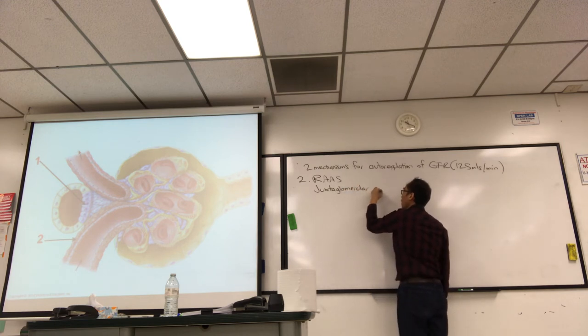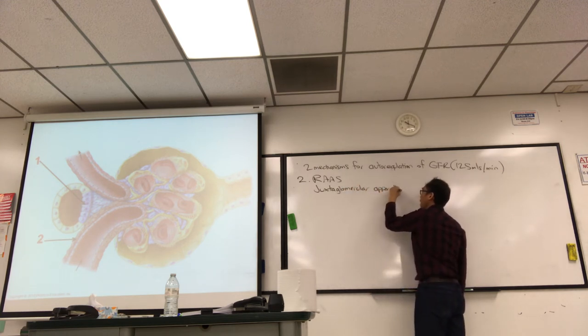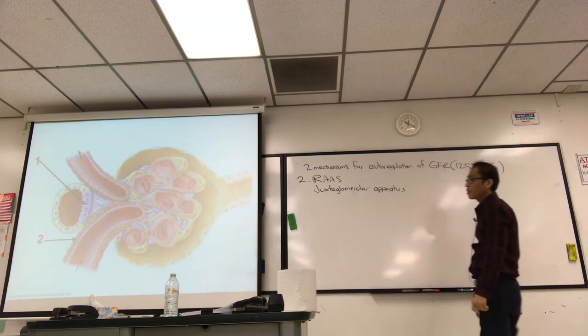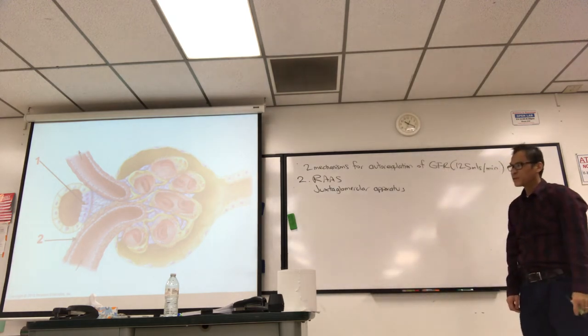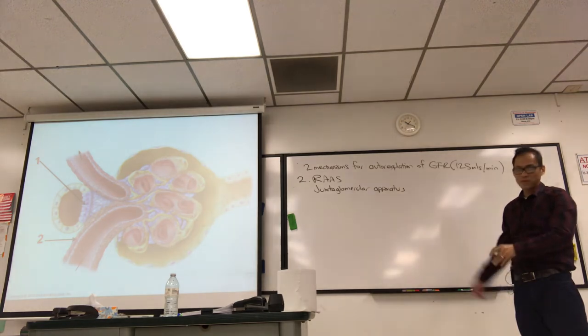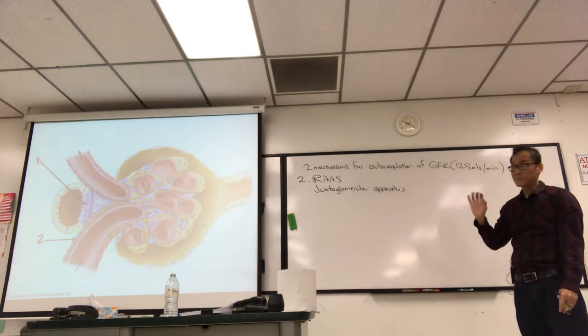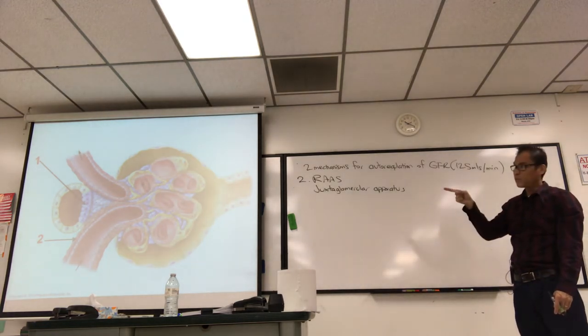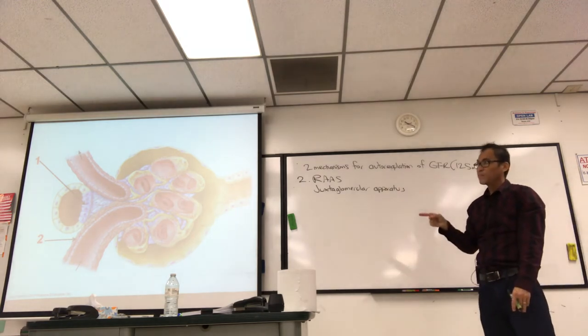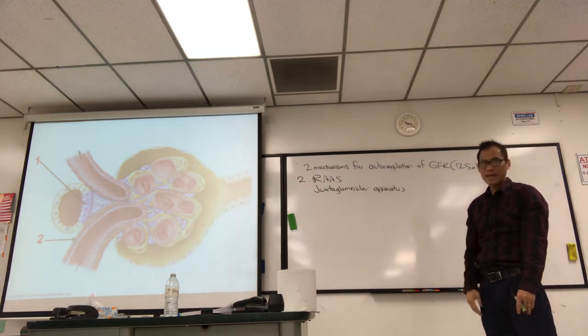juxtaglomerular apparatus. Apparatus implies there's more than one part. Well, there's actually three parts that books usually talk about. I just want you to know two parts, the one and the two. These specialized cells. Number one, it's pointing to the specialized cells of the DCT I just mentioned, the macula densa.